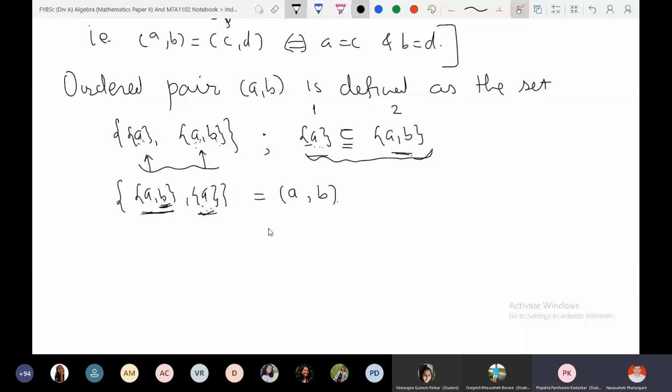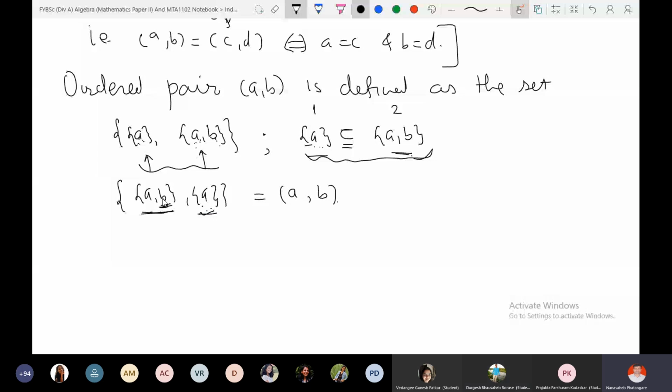So either you write this or this? Sir, ordered pair of AB is also BA? No. What I said, B cannot be the first component because the first component must be present in both of the sets. So which is the first component? The one present in both of the sets. What is the second component? The element which is present in only one set. Is it clear? Right, so this is the ordered pair.